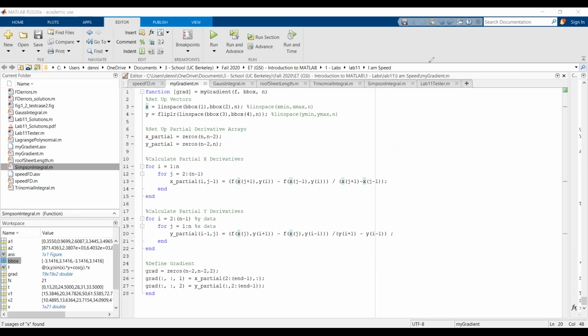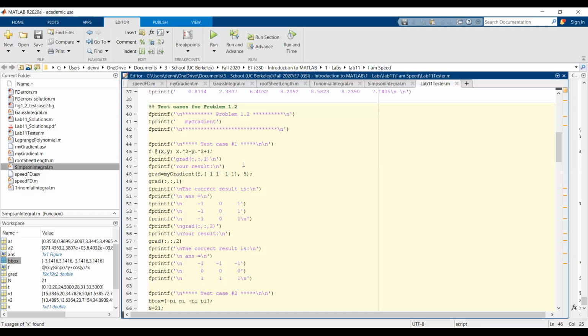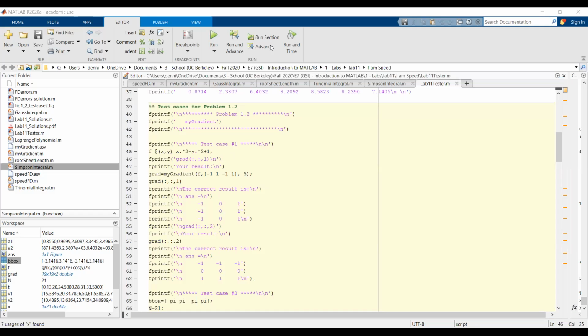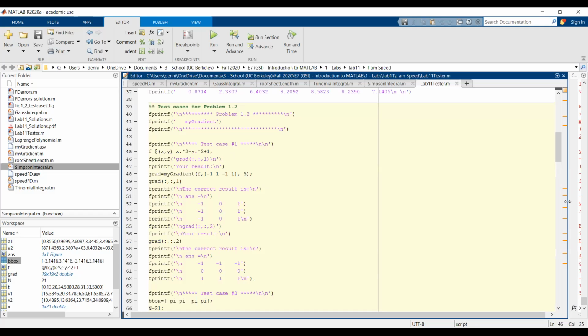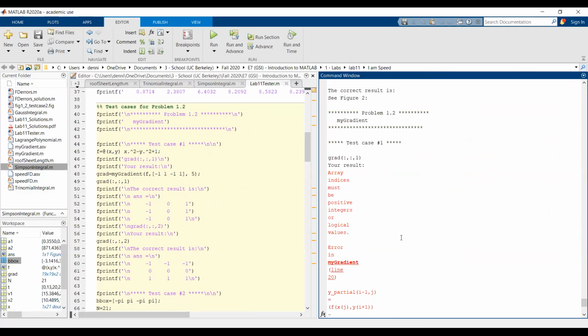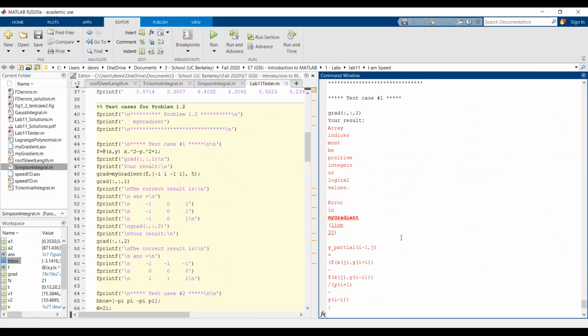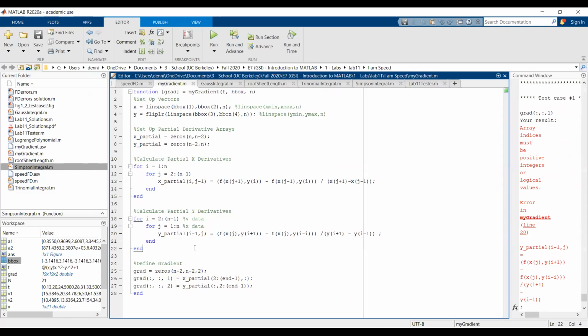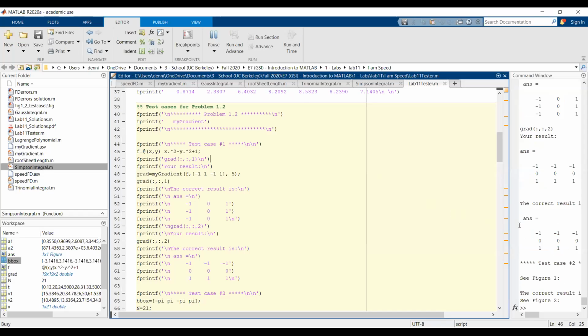Okay, let's go to the tester and see if this is the same thing. I believe it is, unless I made a parenthesis mistake somewhere. Let's do, where is it? Oh, what happened? Array indices must be positive integers or logical values. Error in my gradient. Okay, let's do some debugging. Array indices. Okay, so we have a 0 somewhere. Oh, whoops. I had an i minus i instead of i minus 1. Okay, let's try this again. There we go.